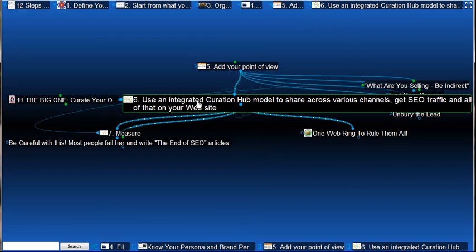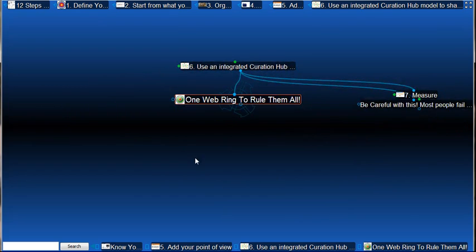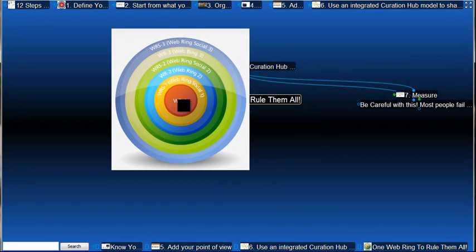So when he talks about the curation hub model, we're really looking at making sure you understand that there are so many different kinds of hub models. This is where we find people falling down the most. Curators are coming online that know nothing about SEO, and SEO is coming online that's very, very skewed to making money with SEO without considering the human ramifications, and that's still out there. We cover this at length at our website with a Flash presentation called onewebringtorulethem.com.